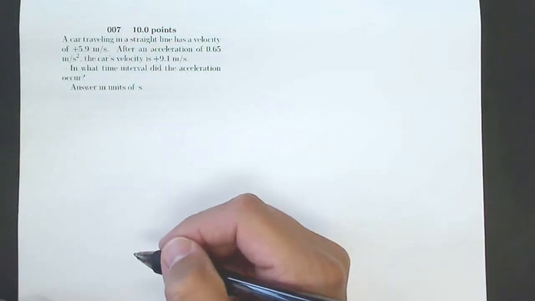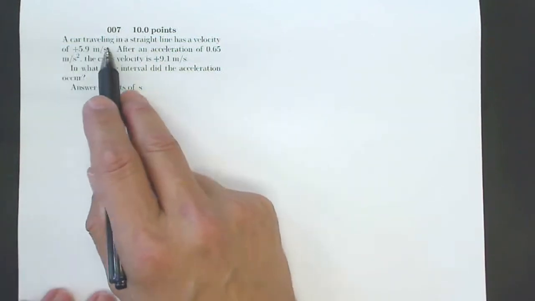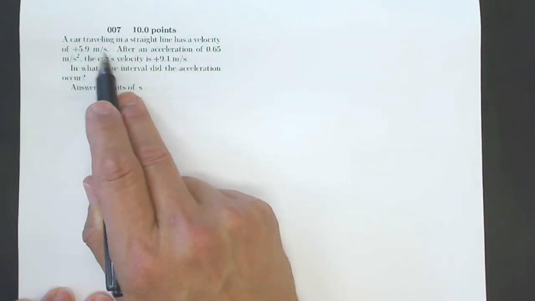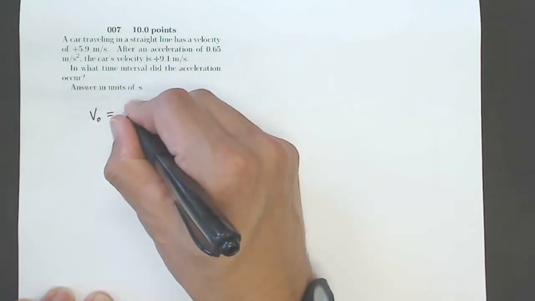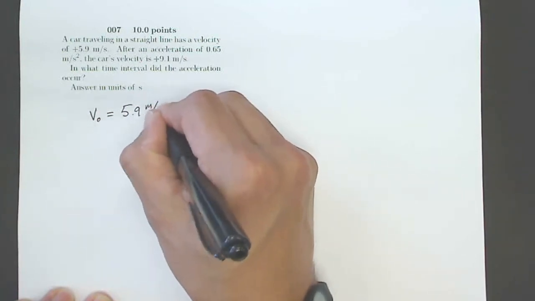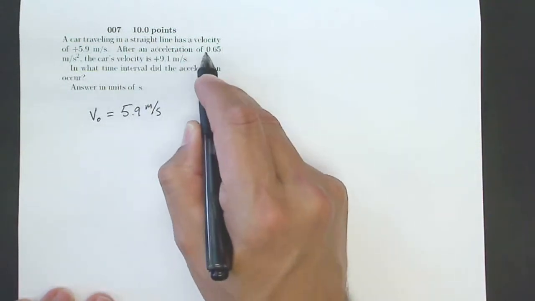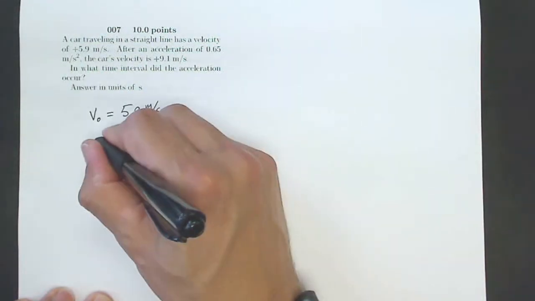This is AP Physics homework number 2.1, question number 7. It says a car traveling in a straight line has a velocity of plus 5.9 meters per second. Well, I know that that's my initial velocity, positive 5.9 meters per second. When I see it, I write it down. After an acceleration of 0.65 meters per second squared, I might as well stop and write that down.